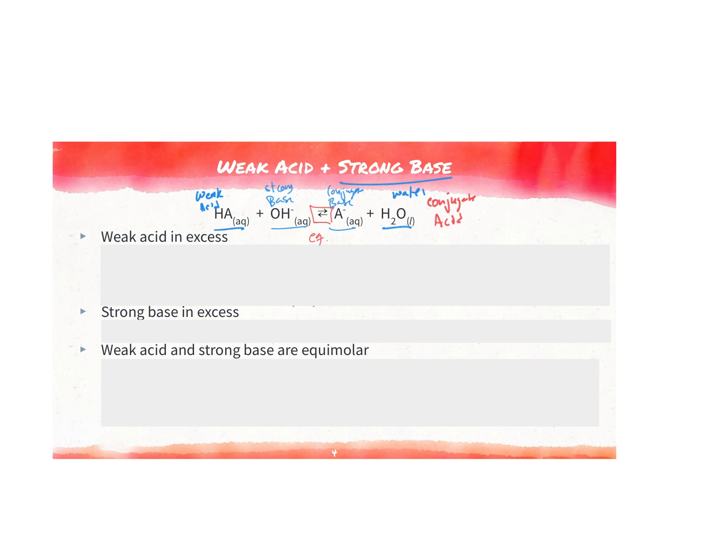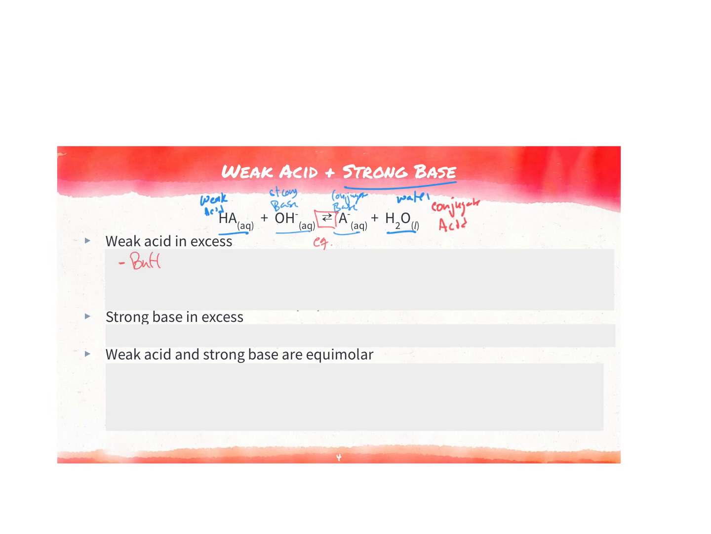One is if you have weak acid in excess. This results in what's called a buffer. And we'll cover that in 8.8. So for now, we don't have to worry too much, but we know that it's going to result in what's known as a buffer solution. And what we use for this is known as the Henderson-Hasselbalch equation, which again, we will cover later. So we don't have to worry too much about it at this stage.